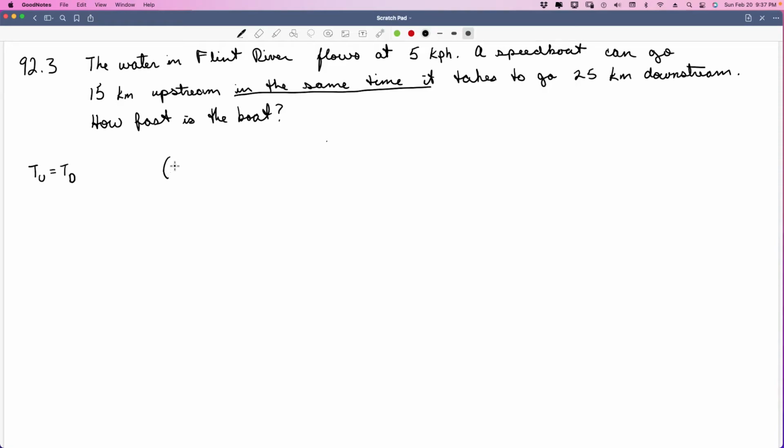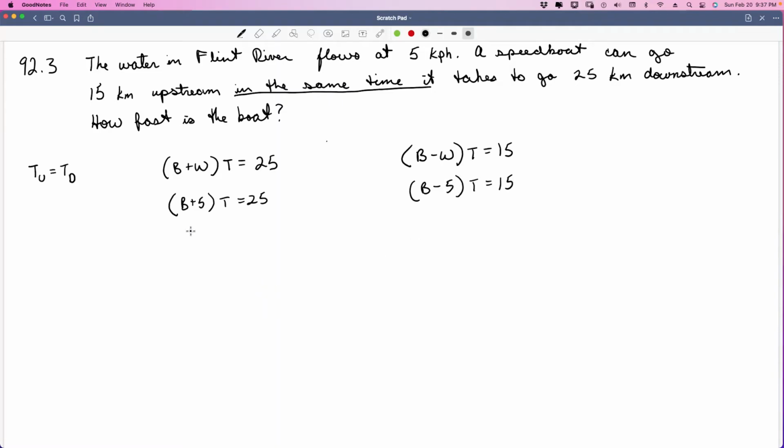We're going to say b plus w times t, that is our downstream. That's 25 downstream. And our upstream is b minus w times t, and that's 15. So now let's sub in our speed of the water. So we have b plus 5 times t, and that's 25. And then b minus 5 times t is 15.